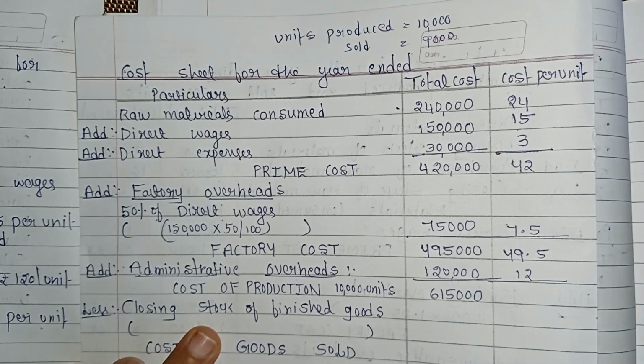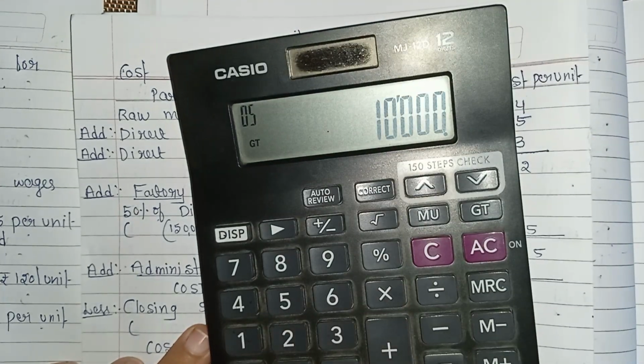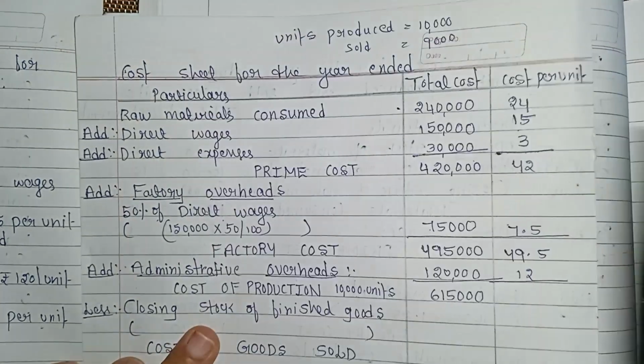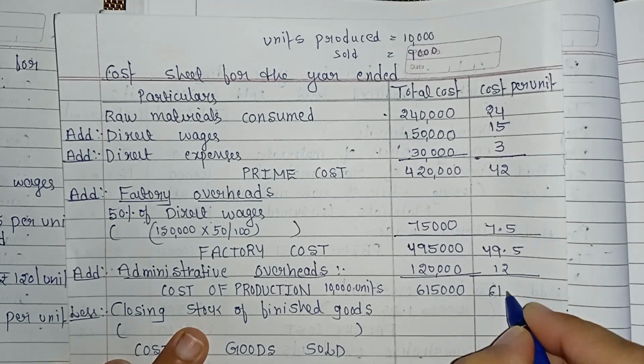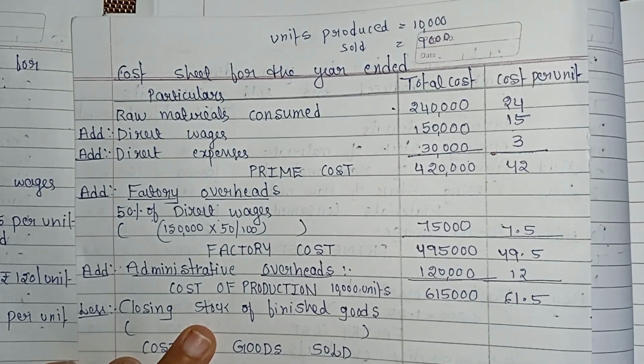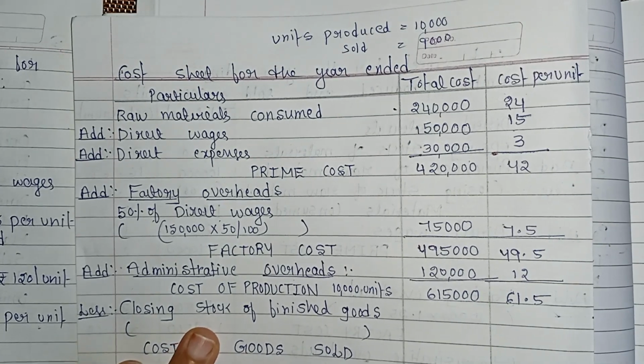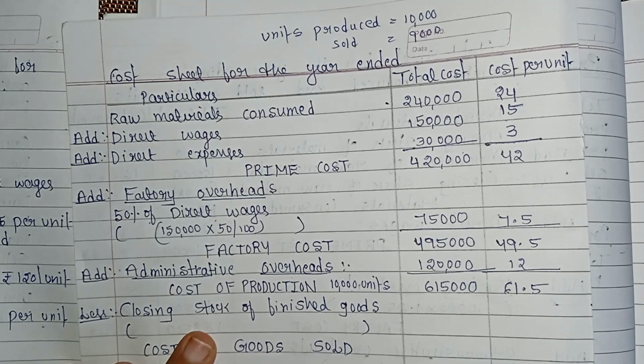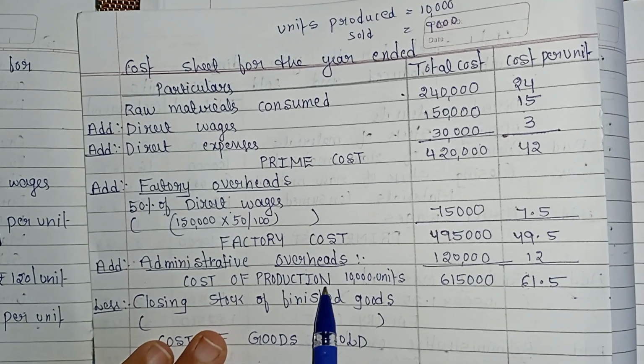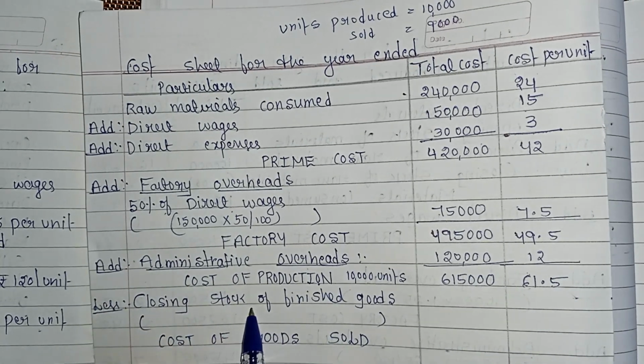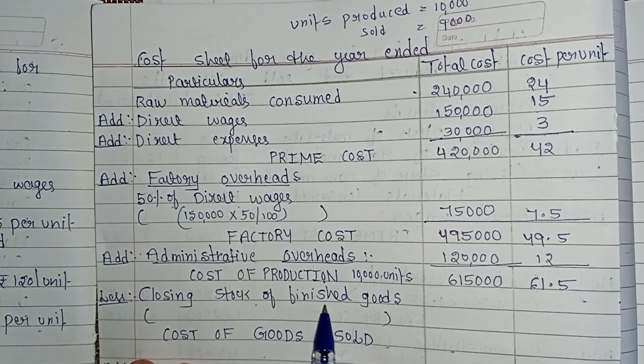10,000 units. So 6,15,000 divided by 10,000 equals 61.5. That is our cost per unit. Now see very carefully. After cost of production, we need to deduct closing stock of finished goods.